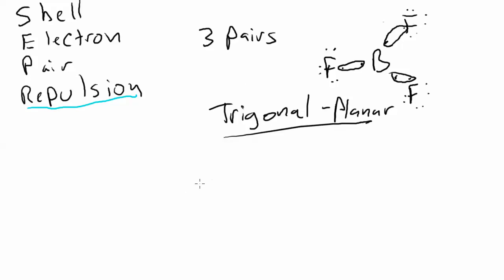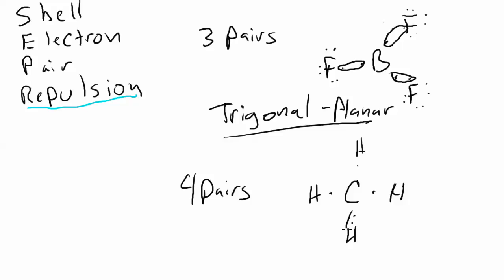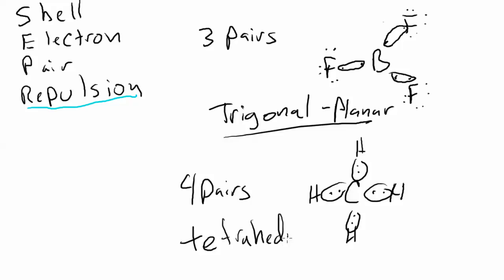All right, so let's go to four pairs. We'll use methane as our example here. Now this one's a little bit harder to visualize, especially if you've never heard of this shape before. But when you have four pairs, it's not going to be a flat square. This forms into a shape called a tetrahedron. So the adjective form of that is tetrahedral.